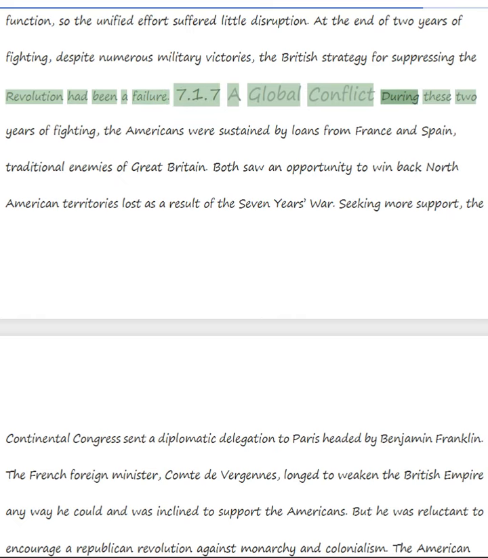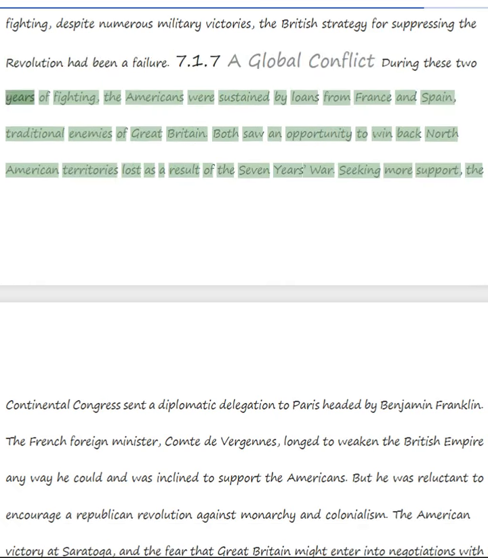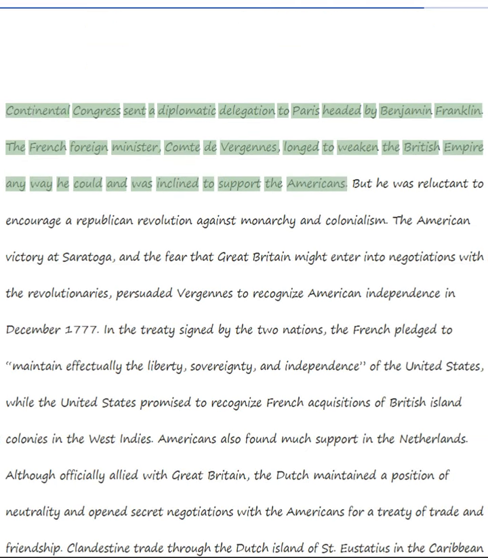7.1.7 A Global Conflict. During these 2 years of fighting, the Americans were sustained by loans from France and Spain, traditional enemies of Great Britain. Both saw an opportunity to win back North American territories lost as a result of the 7 Years' War. Seeking more support, the Continental Congress sent a diplomatic delegation to Paris headed by Benjamin Franklin.